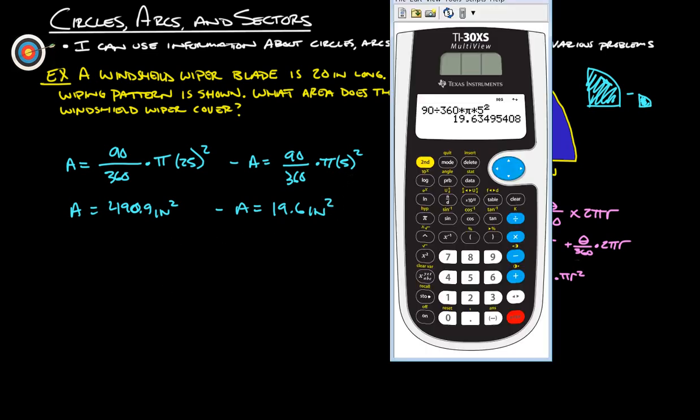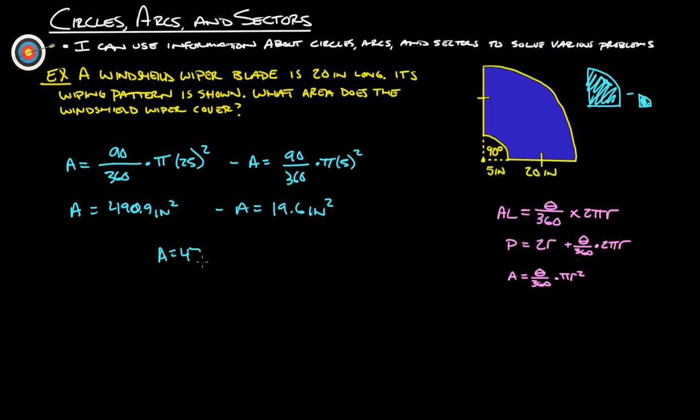So we take our 490.9 minus our answer here, and we get 471.3, it looks like. Yep, so our area is 471.3 square inches is going to be this blue wiper section there.